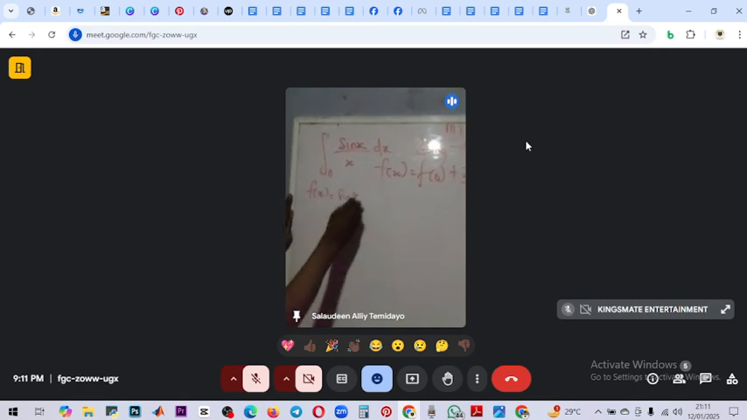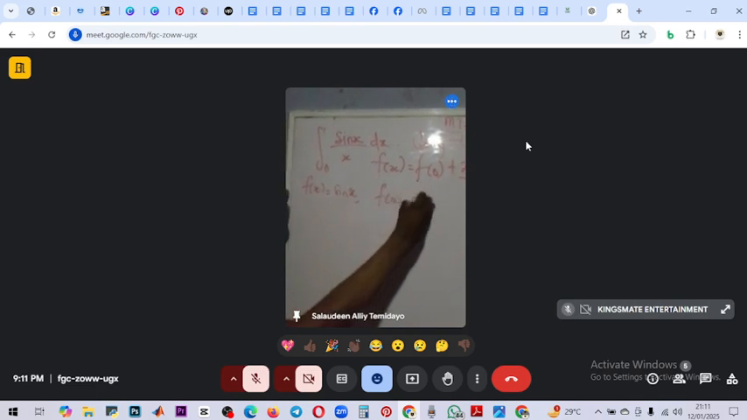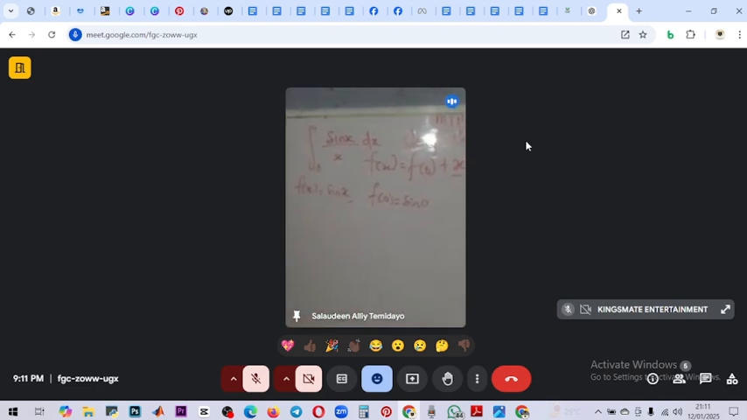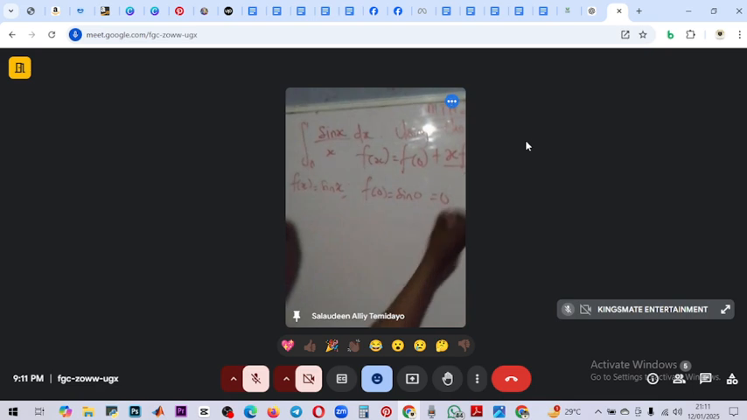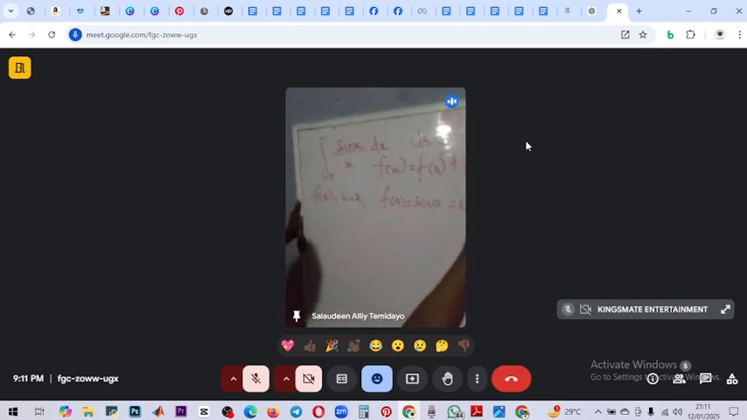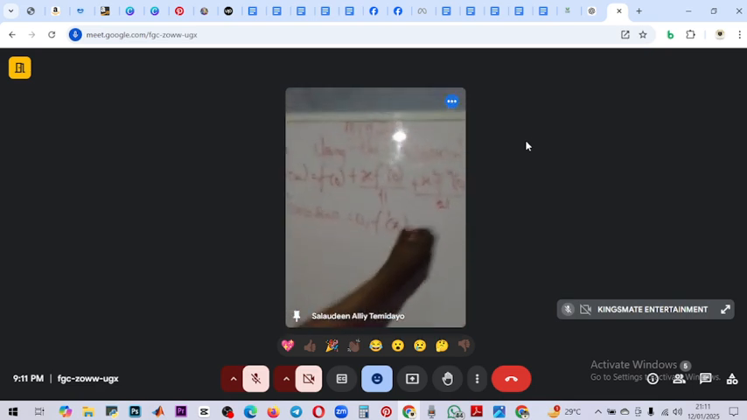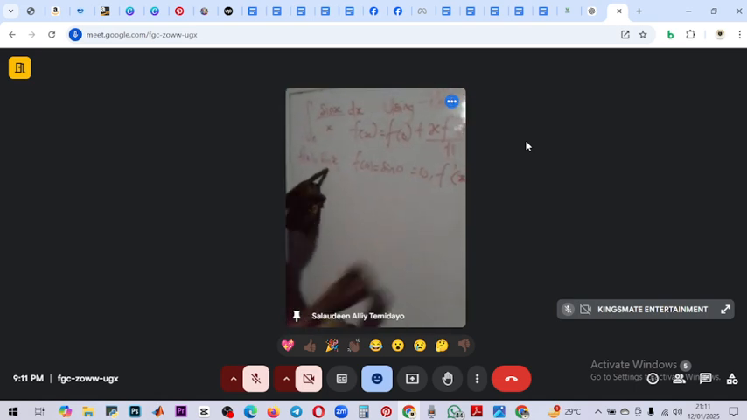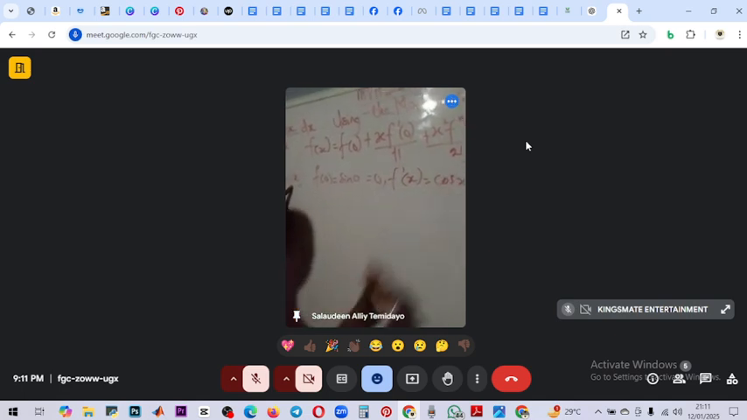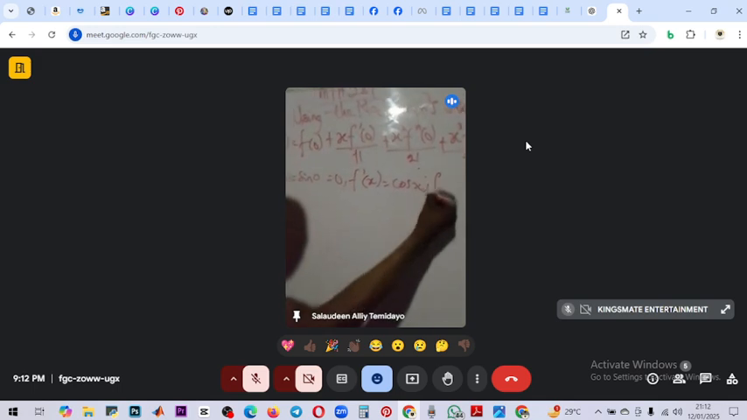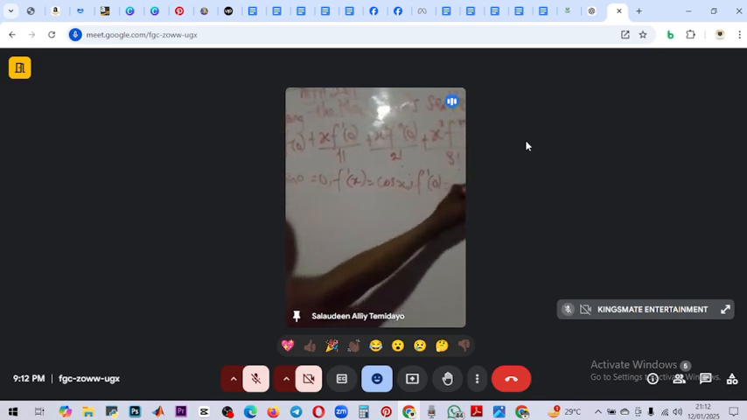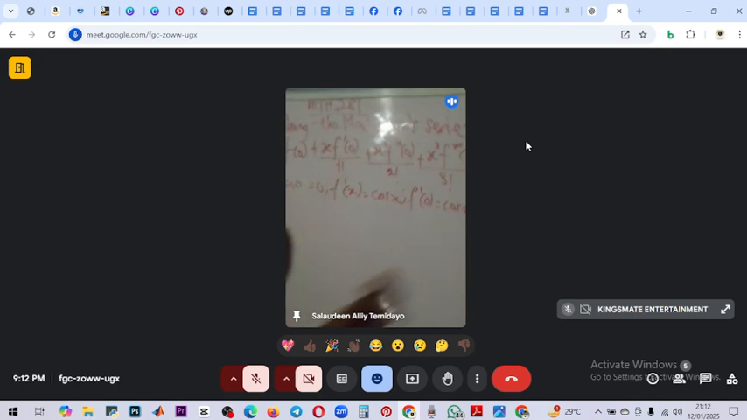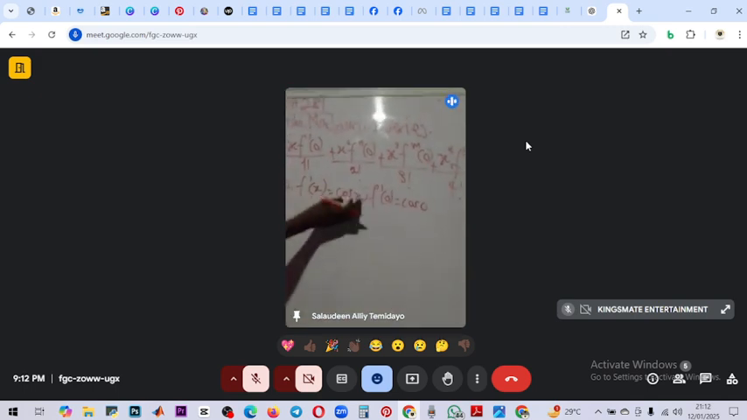So what's going to be f of 0? That means sin 0. And what is sin 0? Sin 0 is 0. After that, we go to the next value, f prime of x. F prime of x means the derivative of f of x. That means we differentiate sin x, and that is going to give us cosine x. That means f prime of 0 is going to be cosine 0, because f prime of x is cosine x.